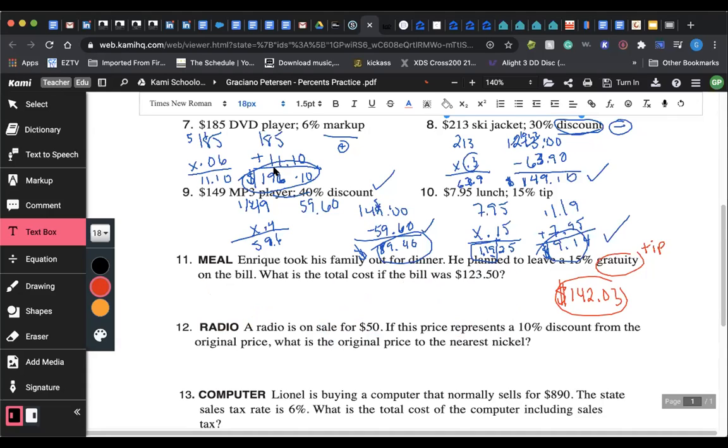All right, so a radio is on sale for $50. This price represents a 10% discount from the original price. What is the original price to the nearest nickel? Oh, my bad. I said 45. My bad. All right, 65. 65, okay. So you got 65.